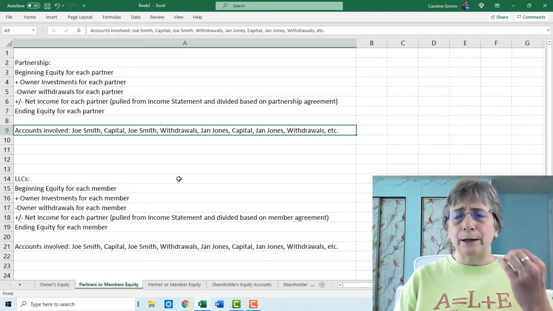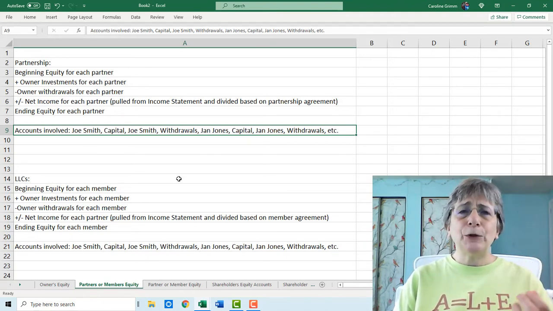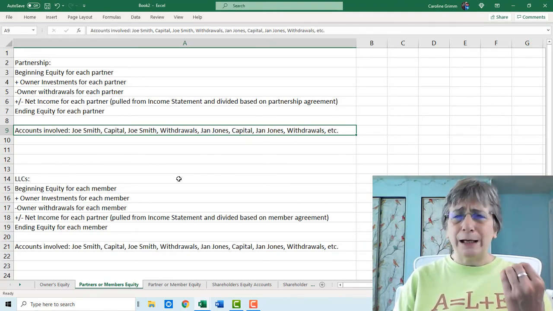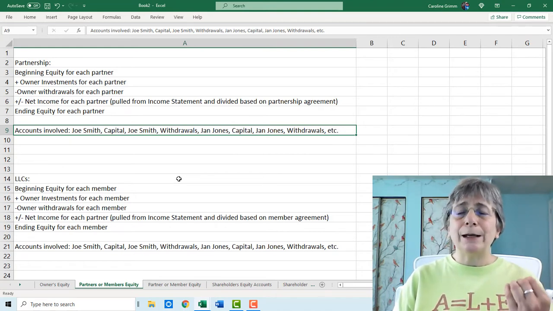We're going to be looking at, did the owners put in investments? Did they take out money? Did they take withdrawals? And was there net income or loss?